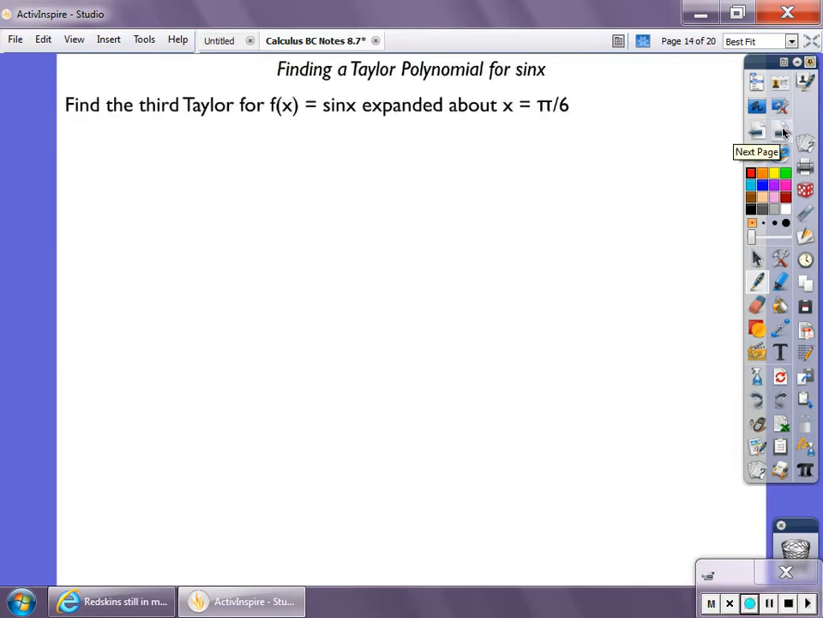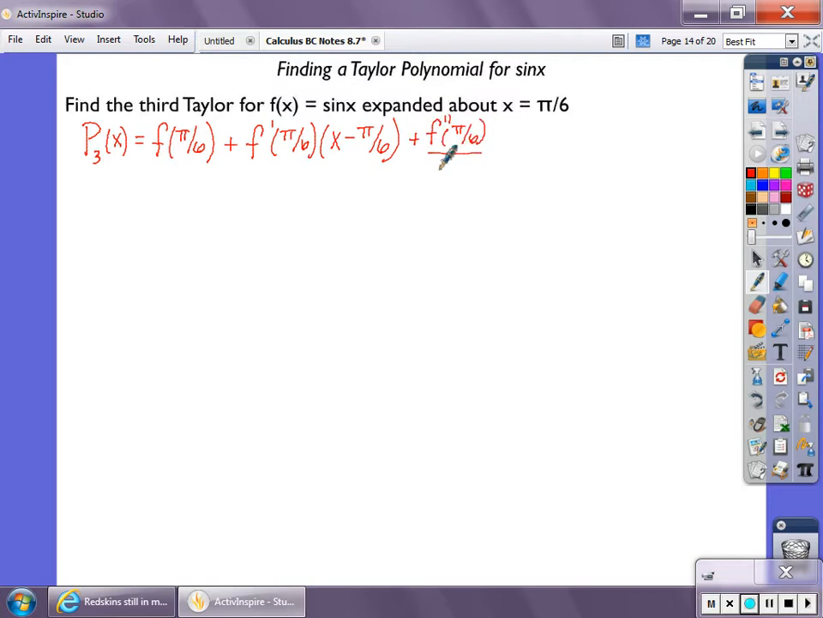All right, find the third degree Taylor polynomial for f of x equals sine of x expanded about x equals pi over 6. So we need third degree Taylor, and it's about pi over 6. So p sub 3 of x is going to equal f. We are centered at pi over 6, so that would be f of pi over 6 plus f prime of pi over 6 times x minus pi over 6 plus f double prime of pi over 6 all over 2 factorial times x minus pi over 6.